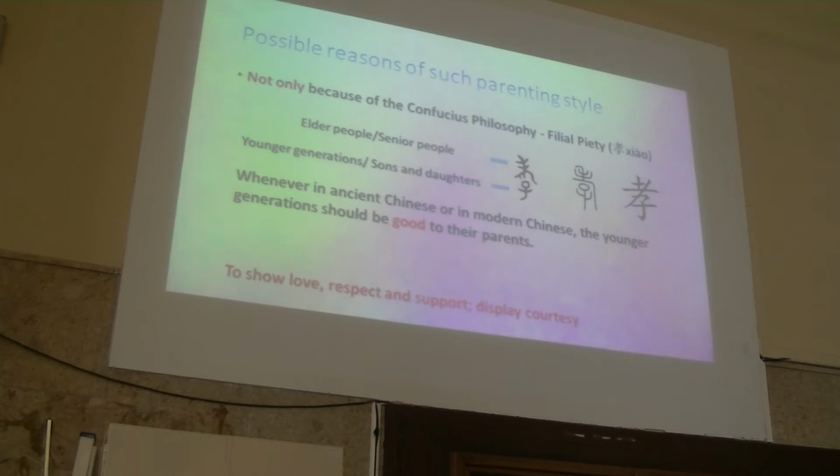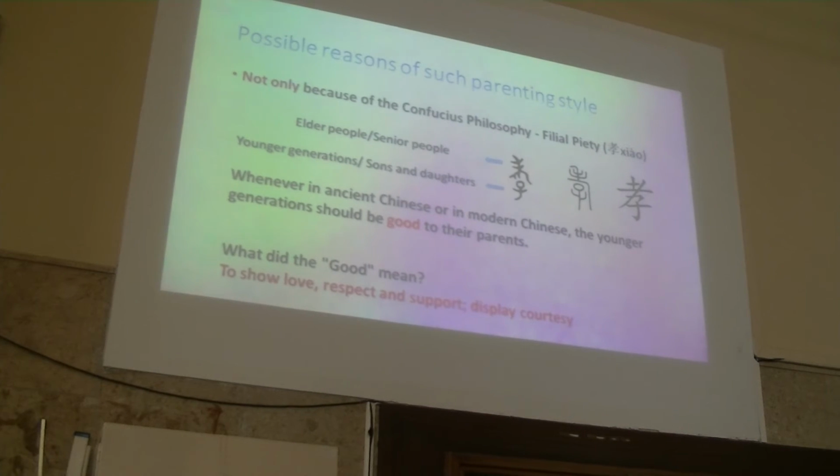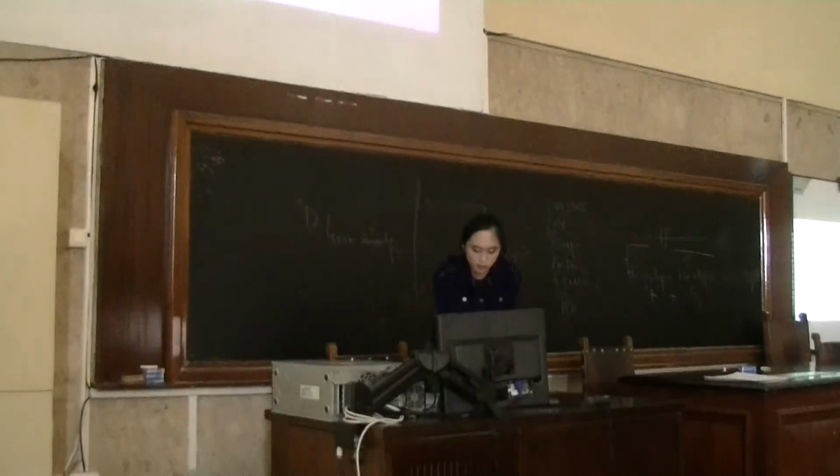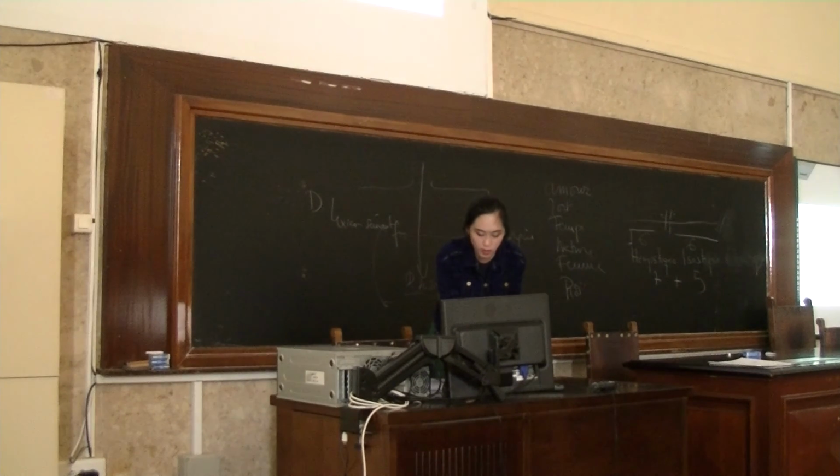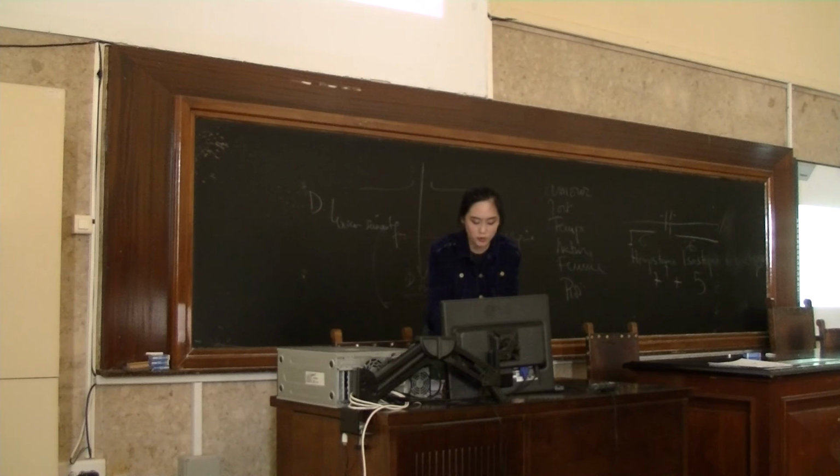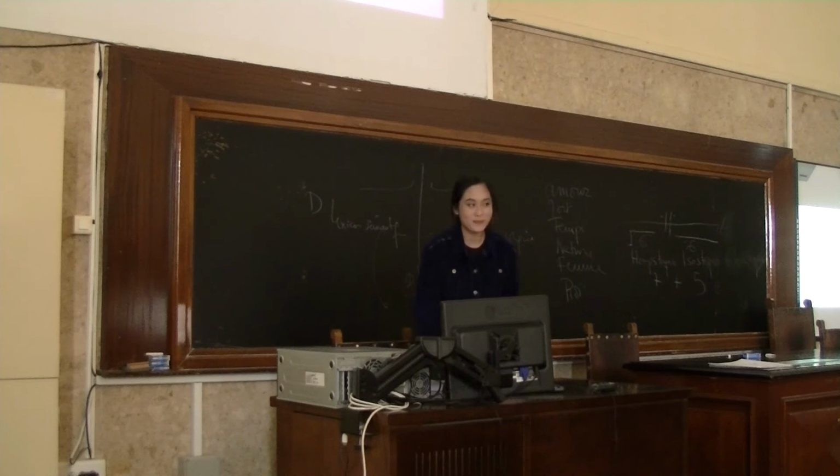Whether in ancient China or in modern Chinese, the younger generation should be good to their parents, to show love, respect, and support, and display courtesy. In more general terms, filial piety means to be good to their parents, to take care of one's parents, to engage in good conduct, not just towards parents, but also outside the home, so as to bring a good name to one's parents or ancestors. To perform the duty of one's job well, so as to obtain the material means to support parents as well. Not to be rebellious and such things. It's about xiao in China.